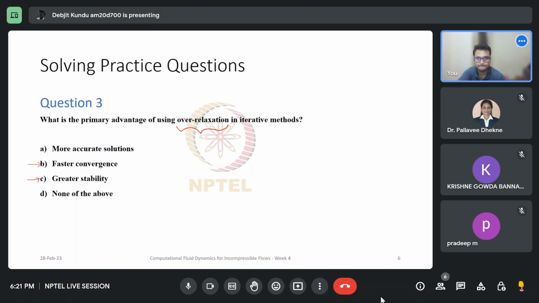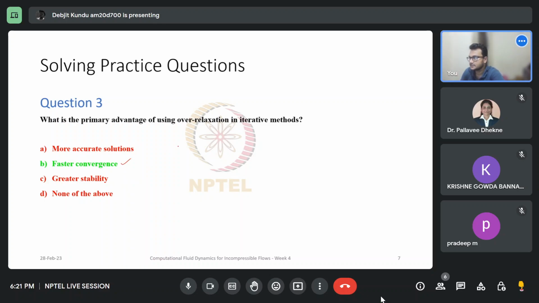Okay, so let's have a look at the solution. The solution is option B, faster convergence. So faster convergence is the main reason why over relaxation methods are used.